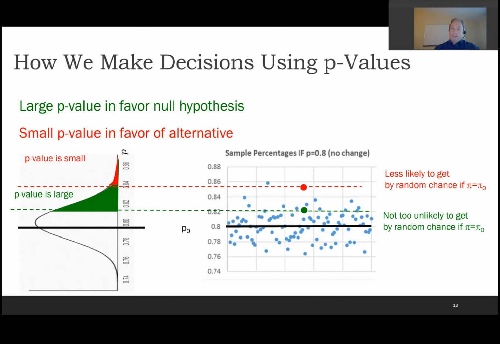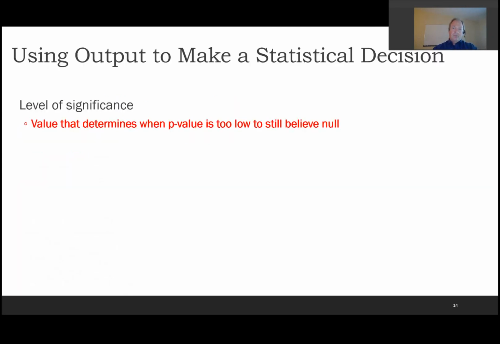Now, we're going to put this logic together with this level of significance we talked about. So here's the thing: how small is too small? Where is that line in the sand? Where do we go from not guilty to guilty? Where do we go from null to reject the null? That's the level of significance. So this tells us when the p-value is too low to still believe the null.